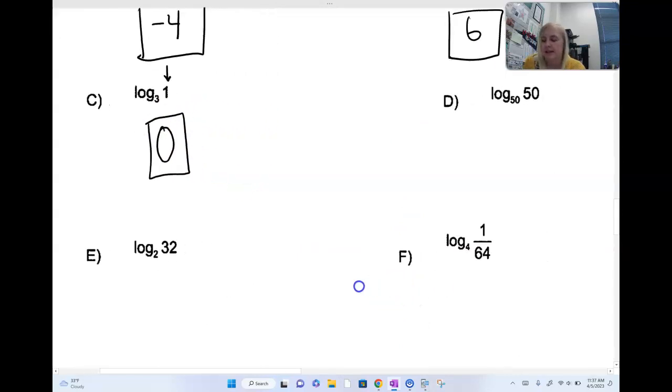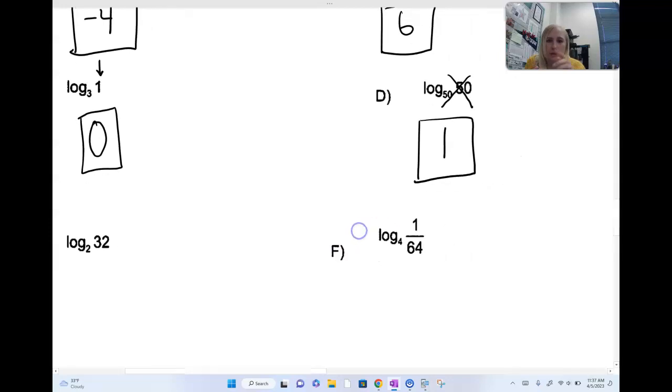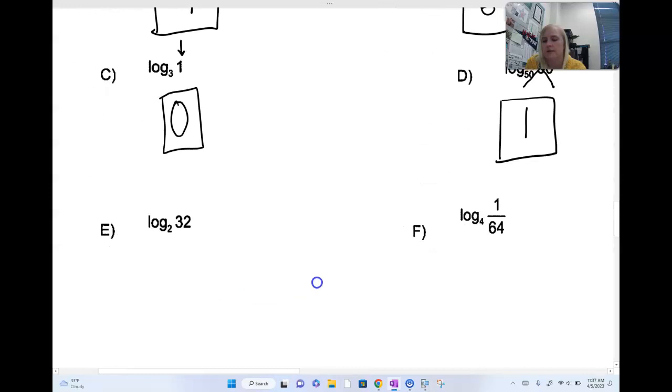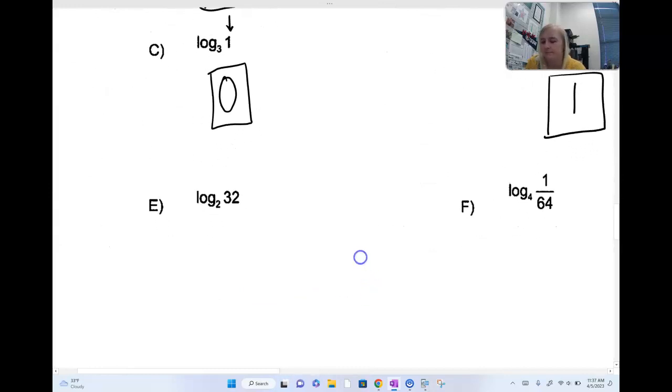All right, next one, log base 50 of 50 cancels each other out, and we have a 1 left over. So remember, kind of like when you have a fraction, like 50 over 50, that's going to be a 1 because it's the same thing top and bottom. You're going to have that 1 left over. Anytime you don't have something, remember you always have that little 1 left over.